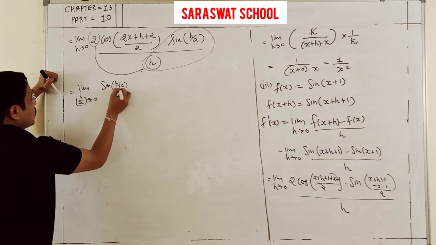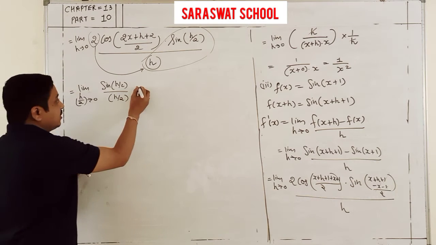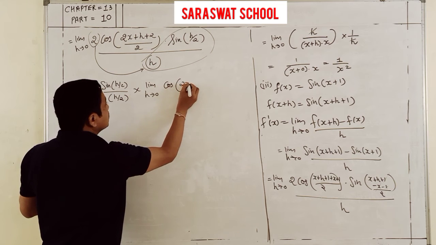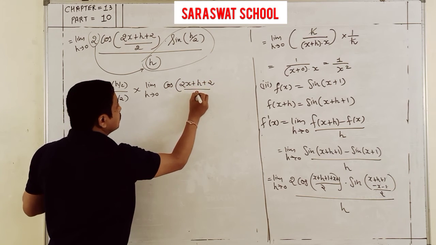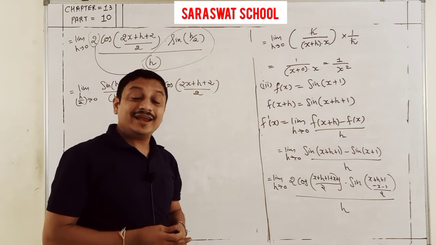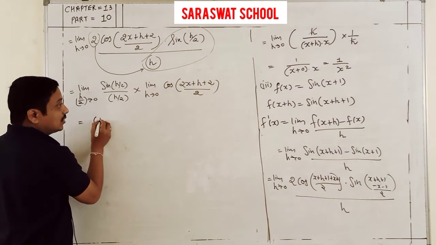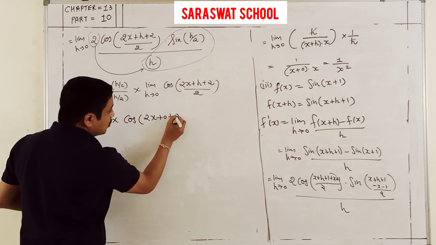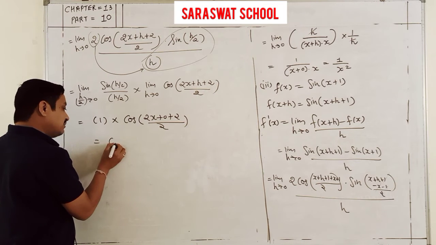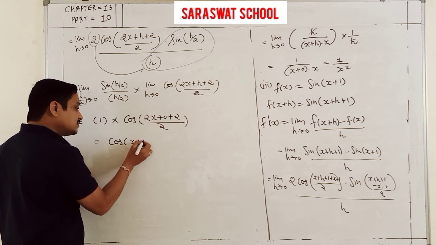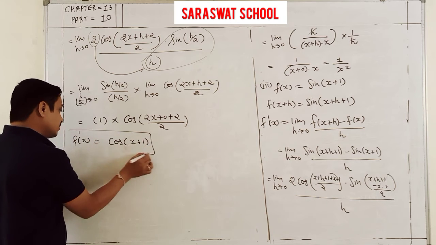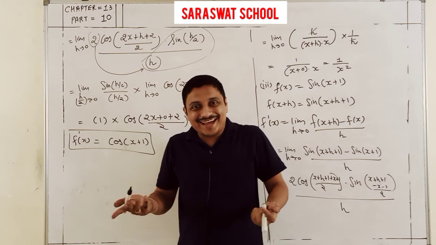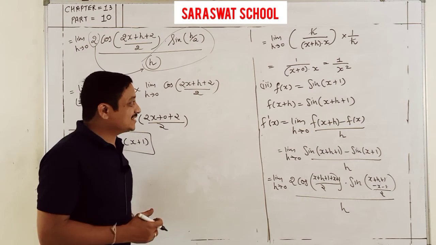sin h by 2 by h by 2, and remaining limit h tends to 0, cos of (2x plus h plus 2) by 2, and easily you get the answer because that is 1 only. And here cos of (2x plus 0 plus 2) by 2. In short, the 2 cancels, only x plus 1. That's my answer for the derivative of sin of (x plus 1), which is cos of (x plus 1). Direct answer, and also definition-wise I will complete here.